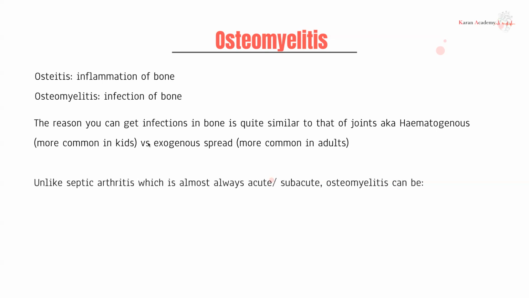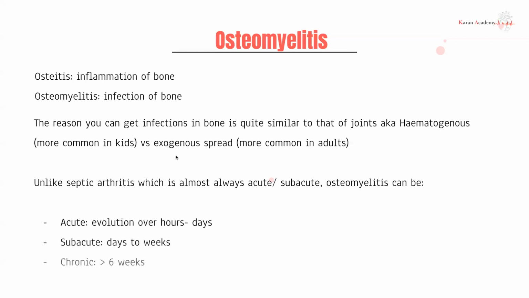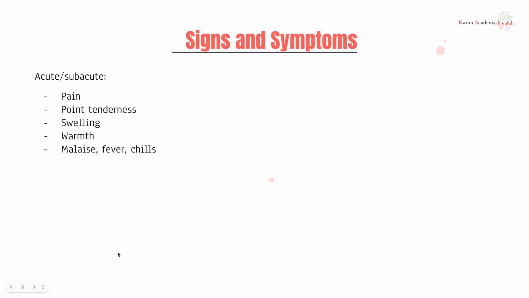Unlike septic arthritis, which is pretty acute, so usually hours to days, sometimes weeks, osteomyelitis can be, again, hours, but more commonly it can be subacute and chronic. So subacute being days to weeks, chronic being over 6 weeks.